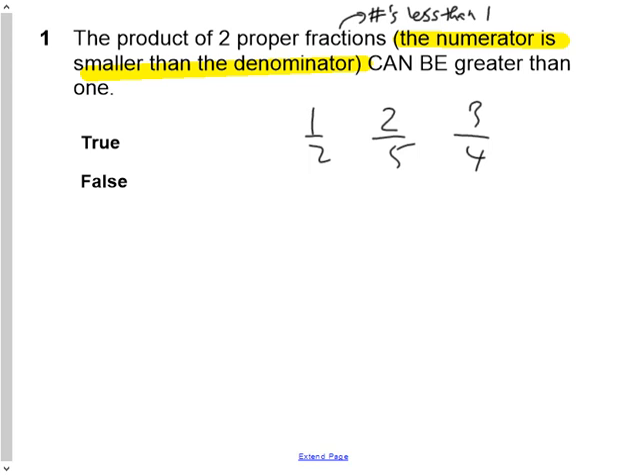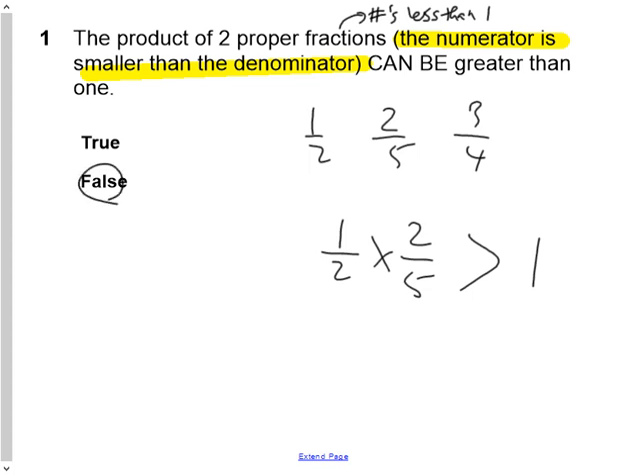So if you have any of those fractions, 1/2, 2/5, 3/4, or whatever you can make, if you multiply them together, so let's just take these two, for example. When you multiply two proper fractions together, is it possible to get something that is greater than 1? And the answer is no, it's false.